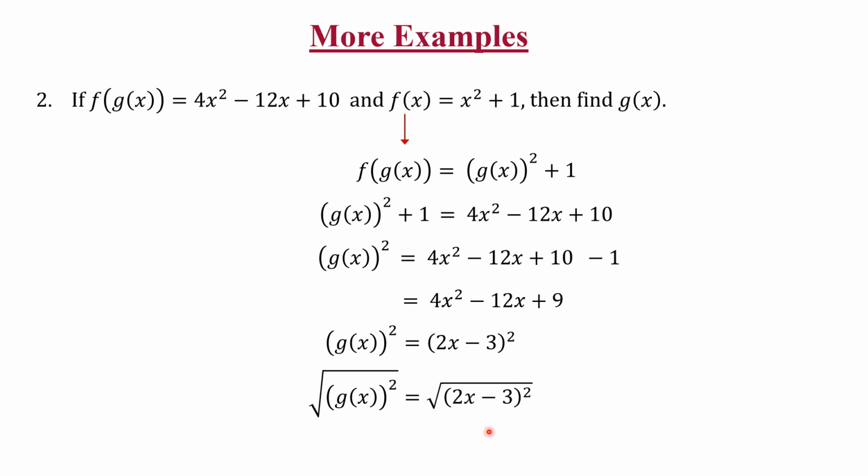And then getting the square root of both sides, we can come up with g of x equal to plus and minus 2x minus 3. So there are two possible functions g. The first is 2x minus 3. The other one is negative 2x plus 3.